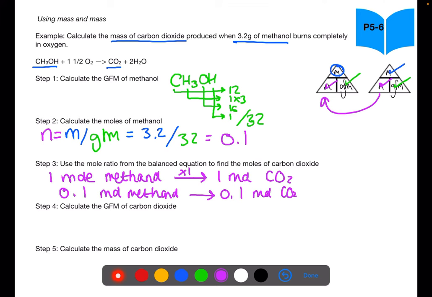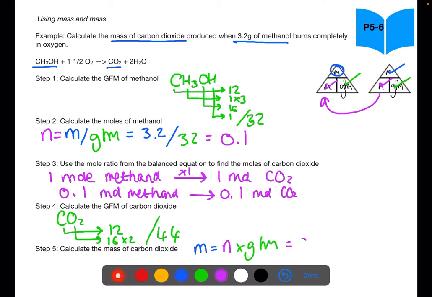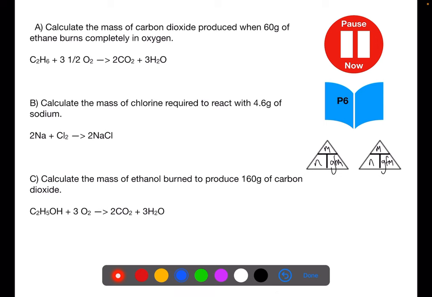We now have two pieces of information about carbon dioxide. Using the formula for carbon dioxide, you can find the gram formula mass, which is 44, and this will allow us to calculate the mass of carbon dioxide produced using mass equals moles times gram formula mass. Number of moles is 0.1 and your gram formula mass is 44, so we must be producing 4.4 grams of carbon dioxide. Pause the video now and try these examples.